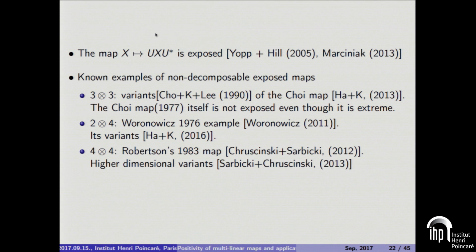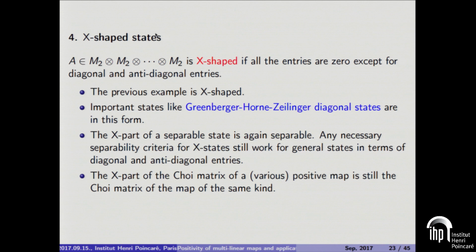So now I would like to pay attention to some kind of X-shaped state, motivated by our examples. A matrix, actually a multi-qubit matrix, is said to be X-shaped if all the entries are zero except for the diagonal and anti-diagonal. So it really looks like a capital X. One of the very important states, the so-called GHZ diagonal state, must be in this form. This is the mixture of the GHZ state, which is maximally entangled, with some kind of noise. So the separability problem for this kind of state is to ask how much noise is allowed to retain the property of entanglement, in a sense.